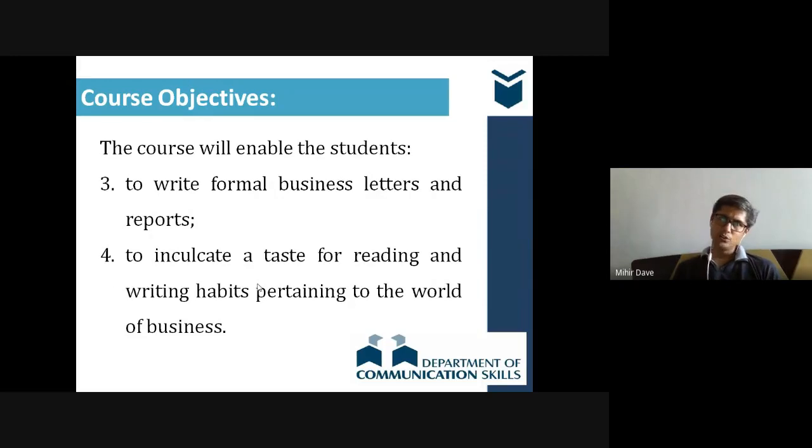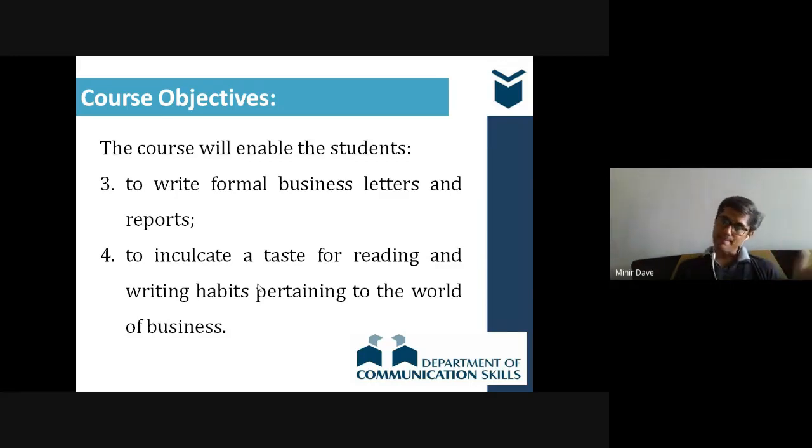The other 2 objectives focus more on writing skills. You will be enabled to write formal business letters and reports. That would be 1. And of course, the last one would be to inculcate the taste of reading and writing habits pertaining to the business world. Now, all of you should know that all the changes and developments that are taking place in the business world are being documented, they are being published.